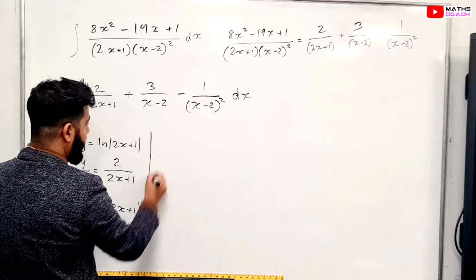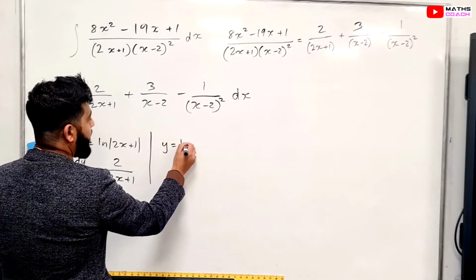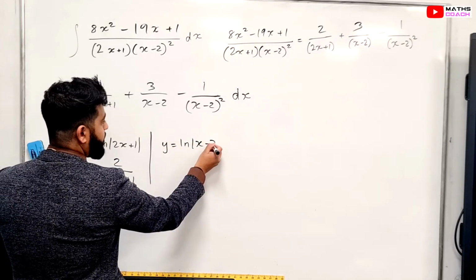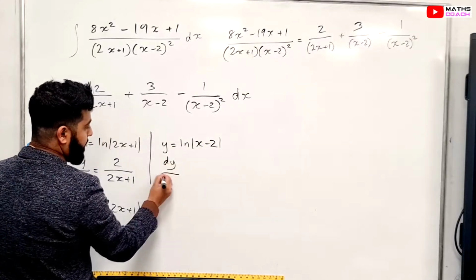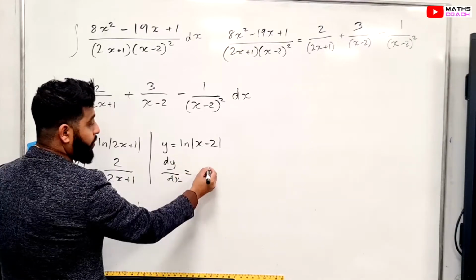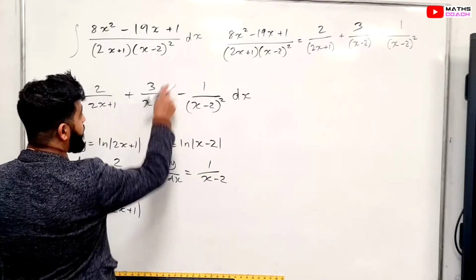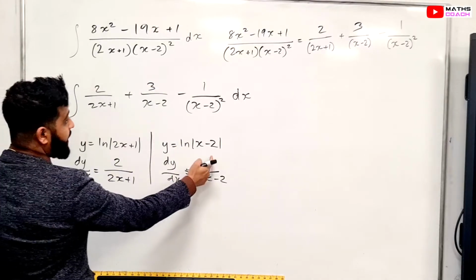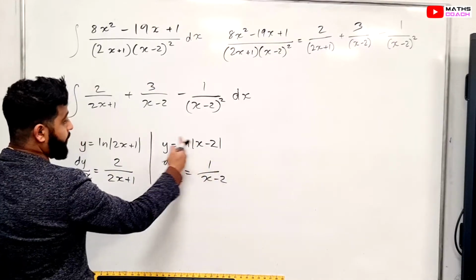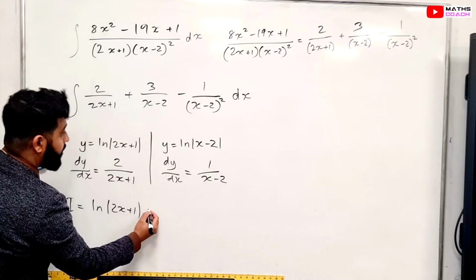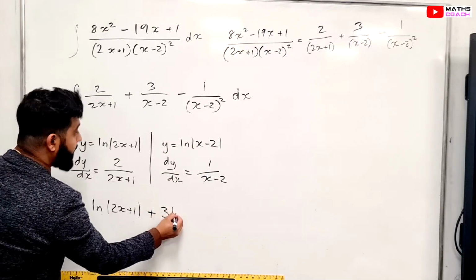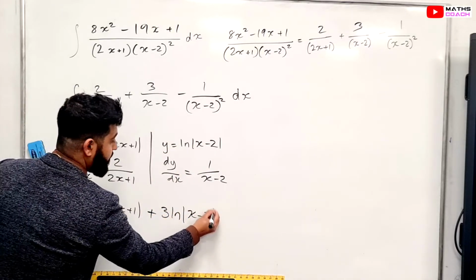Have a look at this one. Let's consider that again. So y is equal to ln x minus 2. So dy over dx would be 1 over x minus 2. So therefore, the integration of this would be, we need a 3 here, yeah? So therefore, we put a 3 at the front here. So it will be plus 3 ln x minus 2.